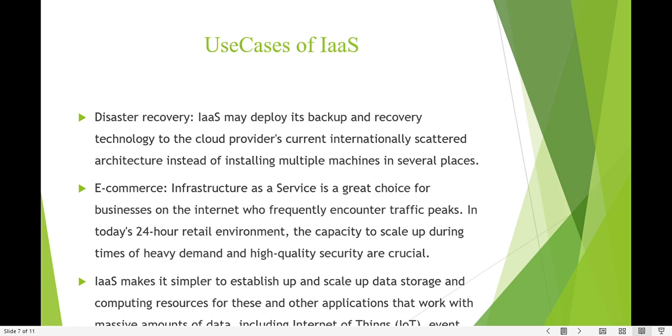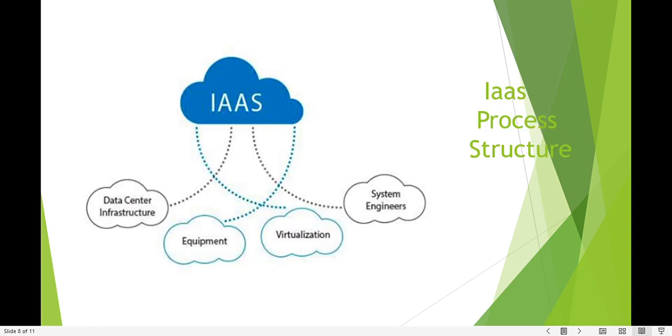E-commerce, infrastructure as a service is a great choice for internet businesses who frequently encounter traffic peaks. Today it's 24 hours, and it has the capability to scale up during the time of heavy demand. As I've told you, this is majorly about auto scaling. With infrastructure, it is simple to establish and scale up data storage with the computing, and that works with the massive data of internet of things devices.